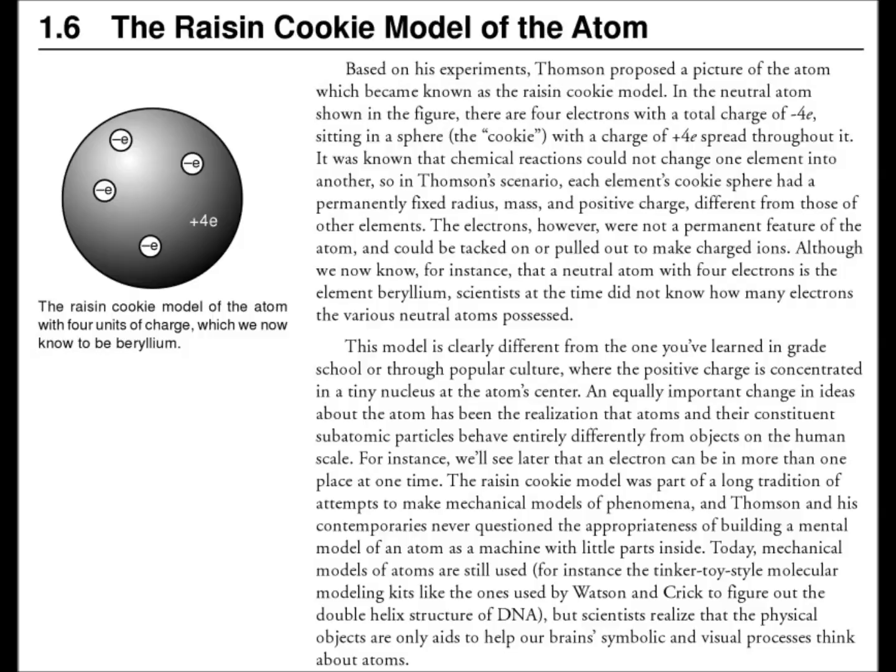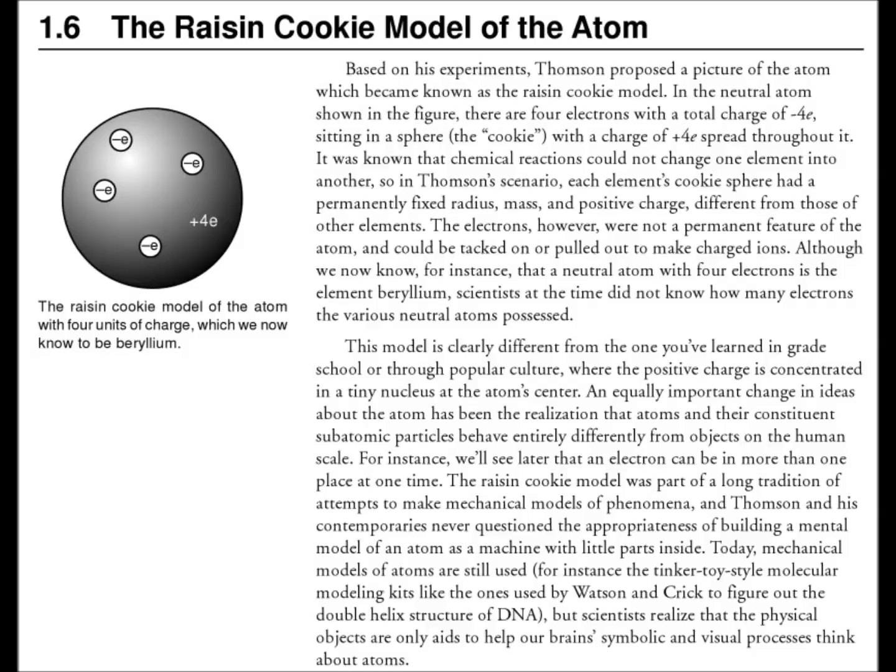Based on his experiments, Thomson proposed a picture of the atom which became known as the Raisin Cookie Model. In the neutral atom, shown in the figure, there are 4 electrons with a total of -4e, sitting in a sphere, the cookie, with a charge of +4e spread throughout it.